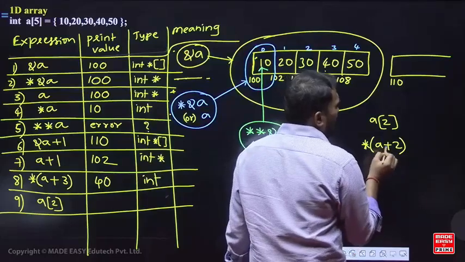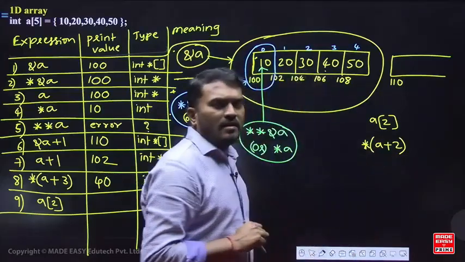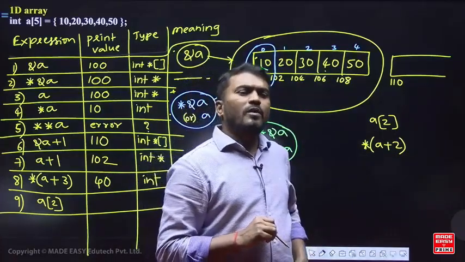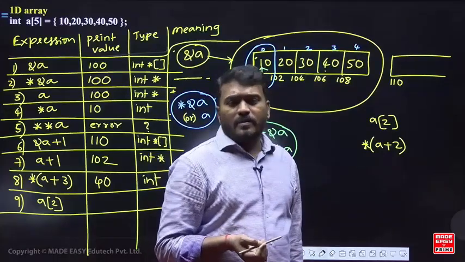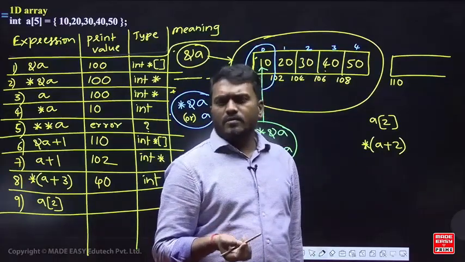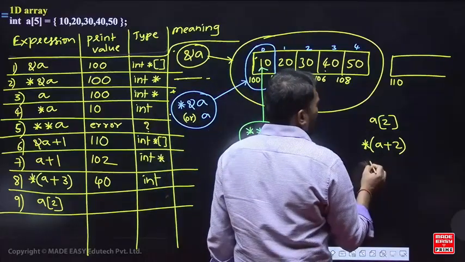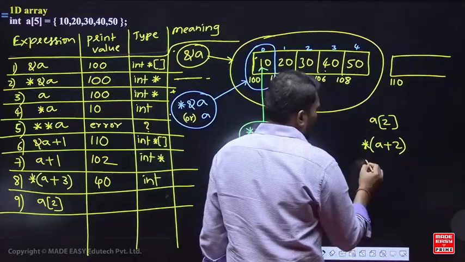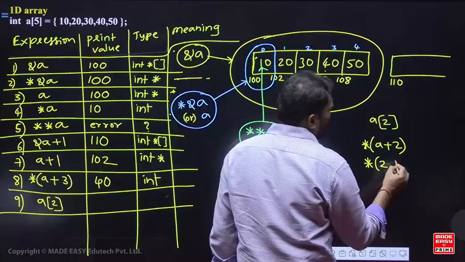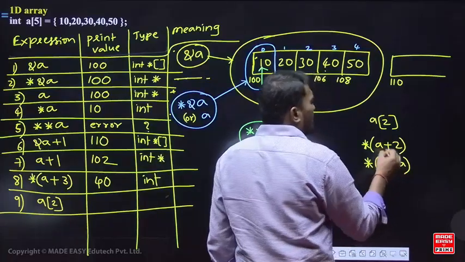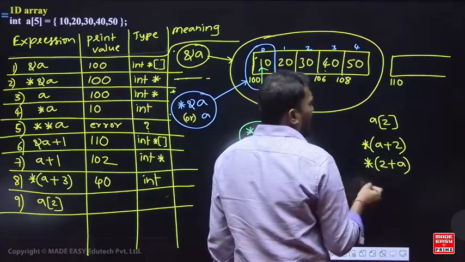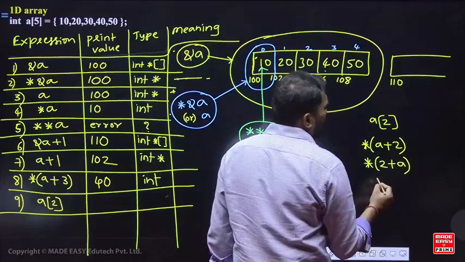Now if I write a plus here, plus means addition. Addition follows commutative property, yes, because a plus 2 is same as 2 plus a, right? So now can I write this star 2 plus a? Yes, because addition follows commutative property. And remember, this can be again written as what?